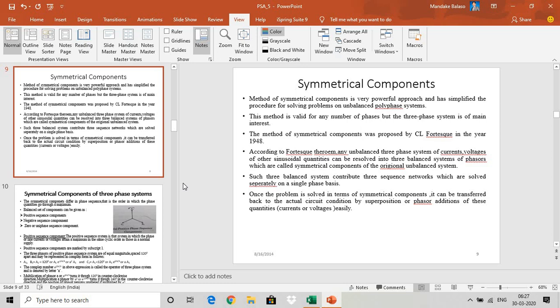So what is meant by the symmetrical component, then what is meant by the sequence impedances, and the remaining points of this unit will be discussed in the next lecture. Thank you.